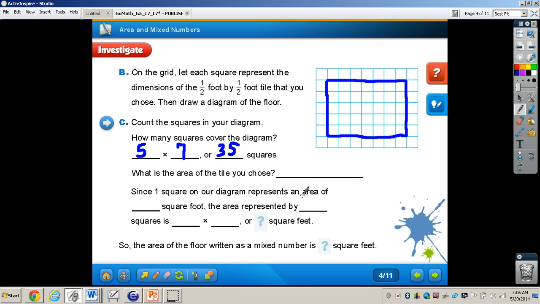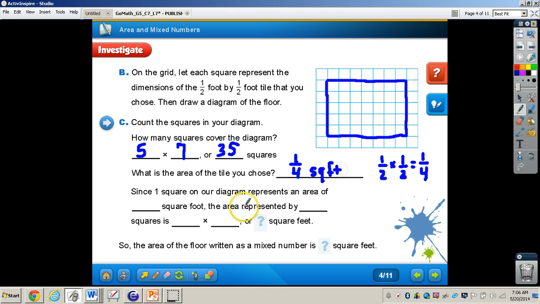Now what we need to do is find the area of the tile that we chose. Now I know it's 1.5 foot by 1.5 foot, but we need to find the area that this represents. So what we need to do is take 1/2 and multiply that by 1/2, and that is actually going to equal, yep, you got it, 1/4. Okay, so the area of the tile that we chose is 1/4 square foot.